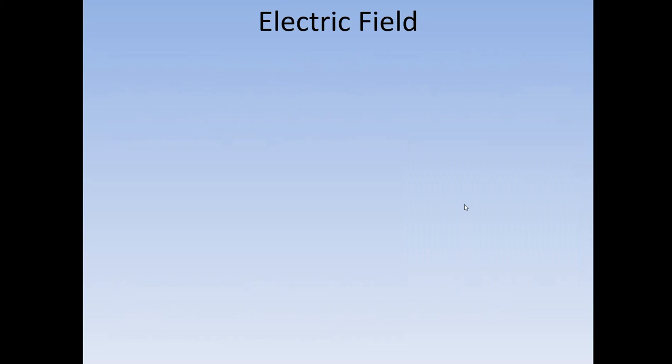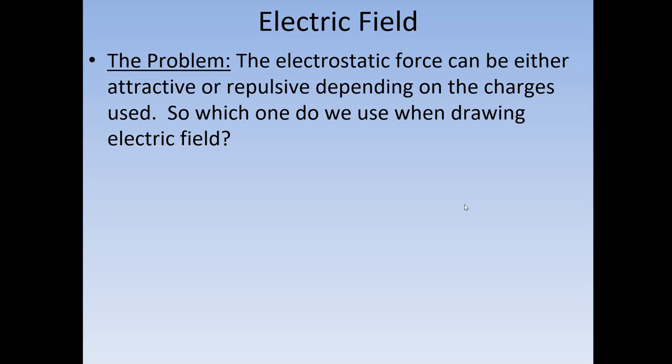Now, here's the big problem. With the electrostatic force, as I just mentioned a second ago, it can be attractive or repulsive. If I tried to do that same thing around, let's say, a positive charge, well, depending on what type of objects I put next to it, it would either attract to it or repel. So, which one do I choose? Do I choose to look at what's going on with positive objects or what happens with negative objects?